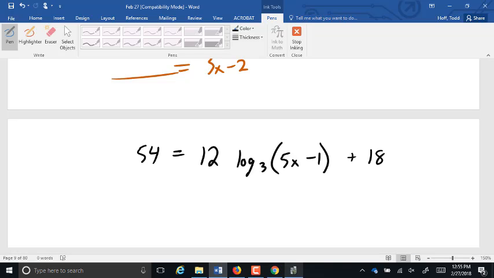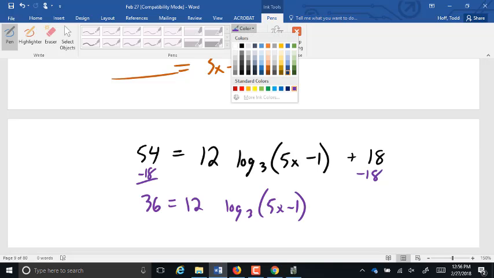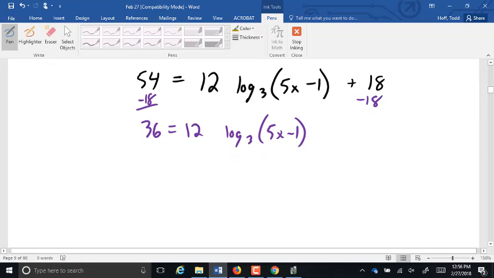Try that one. Where do we start? We're going to subtract the 18. Good. So 36 equals 12 times the log base 3 of 5x minus 1. Then what do we do? Divide out the 12. 3 equals log base 3 of 5x minus 1.